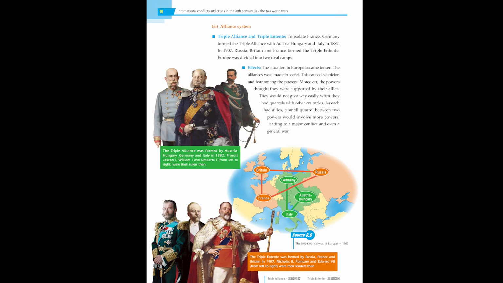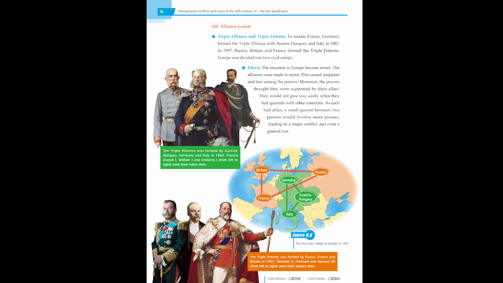To isolate France, Germany formed the Triple Alliance with Austria-Hungary and Italy in 1882. In 1907, Russia, Britain, and France formed the Triple Entente. Europe was divided into two rival camps.